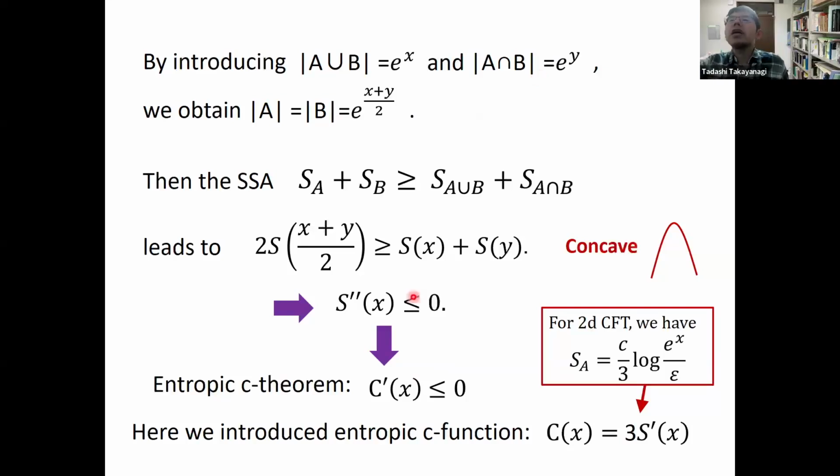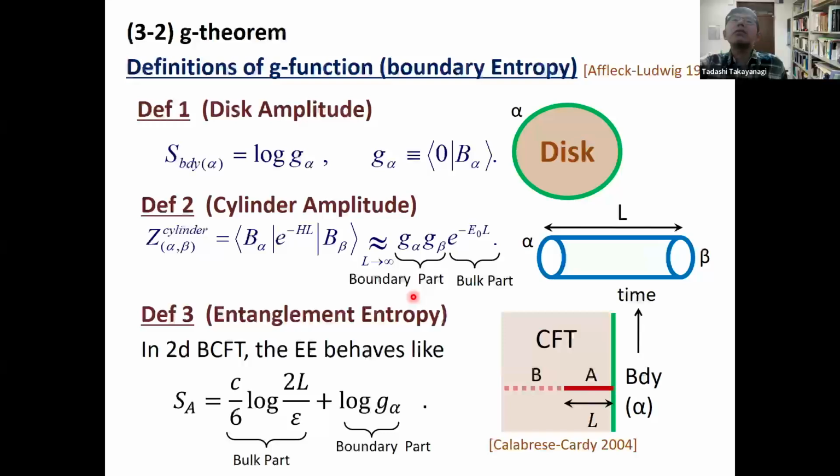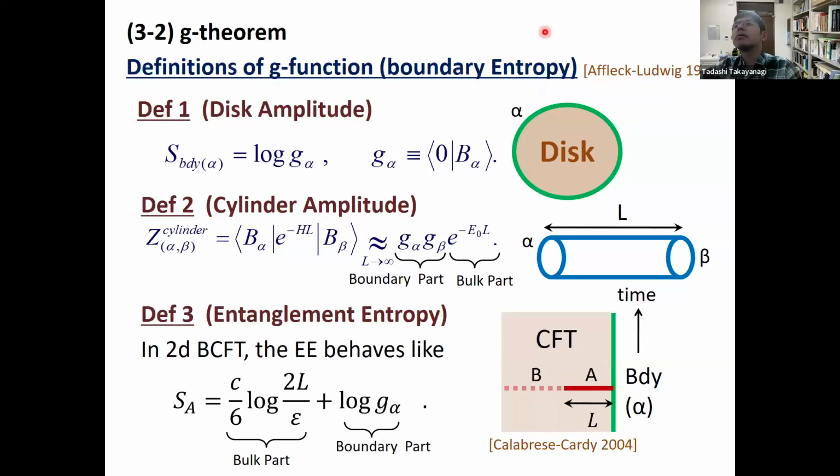Okay. So now I'd like to generalize this to the G-theorem, but maybe it's a good time to have a short break now. So if you have any question, please also ask now. Okay, so let me continue.